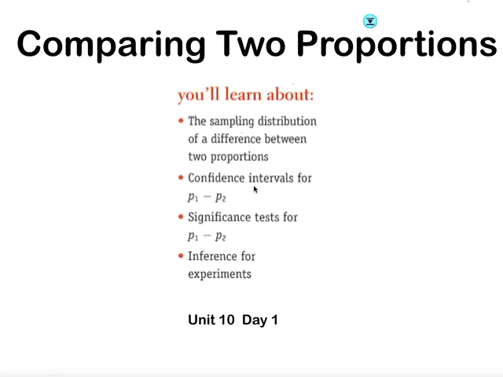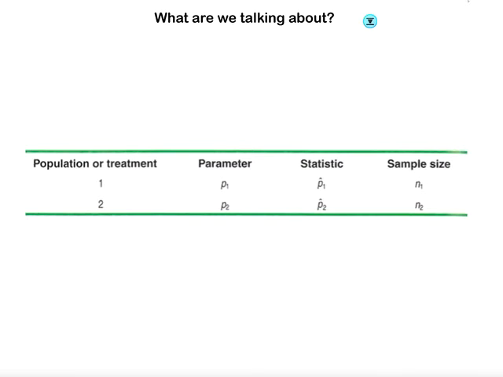This video is the first video in Chapter 10, comparing two populations or groups, and this one is Section 10.1, comparing two proportions. So what are we actually talking about? Suppose we want to compare the proportions of individuals with a certain characteristic in population 1 and population 2.